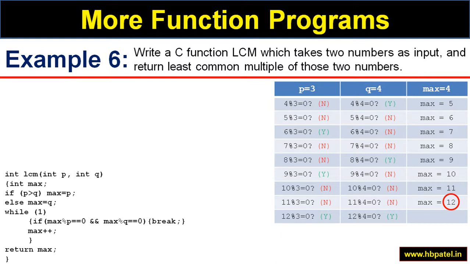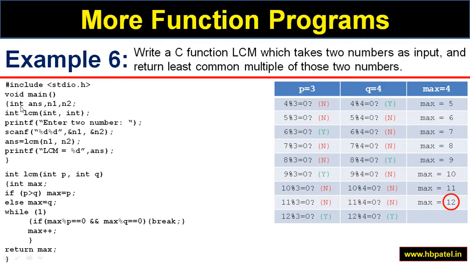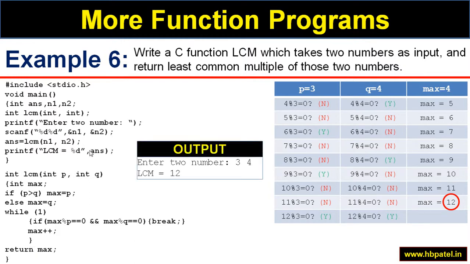So let us write a small main program. In main we have answer, n1 and n2, then the declaration of the function integer LCM, integer comma integer. So least common multiple is a function with two arguments and one return value. Now let us ask the user to enter two numbers n1 and n2, and these are passed to the function. n1 is copied into P and n2 into Q. Then the max will be returned to answer, and answer is printed. So the output would be, when I enter numbers 3 and 4, I get LCM equal to 12.